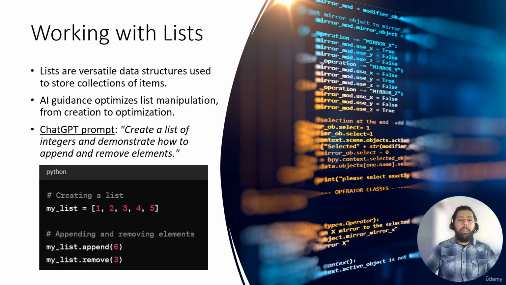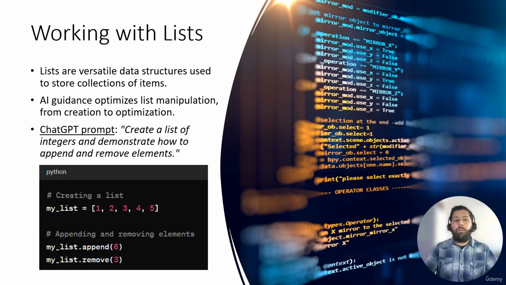Firstly, working with lists. So what are lists? Again, a list is a versatile data structure used to store a collection of items. So if you have a collection of items, a list is a great consideration there. AI guidance, when it comes to lists, does really well in providing a set of data that you're looking for, depending on what you prompt it.